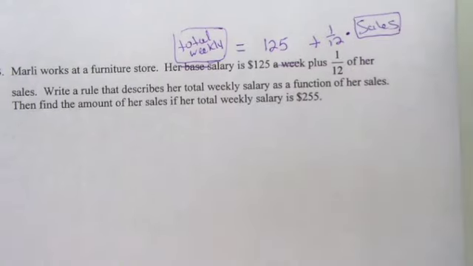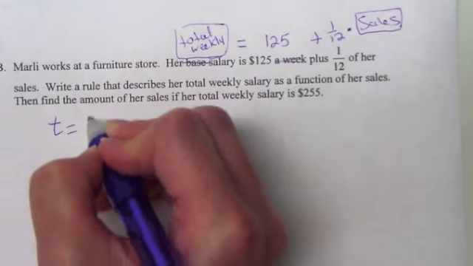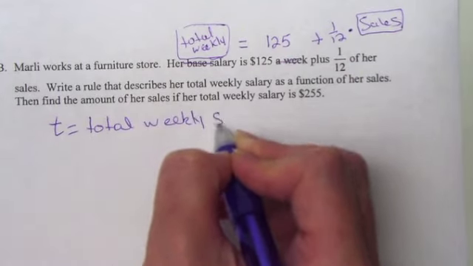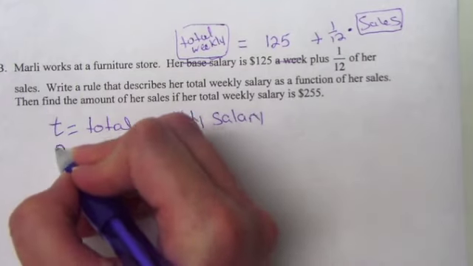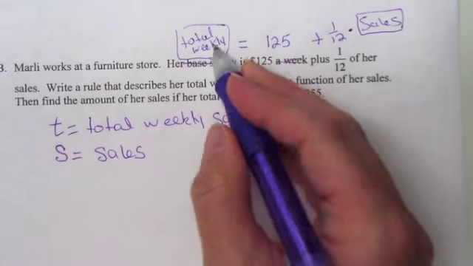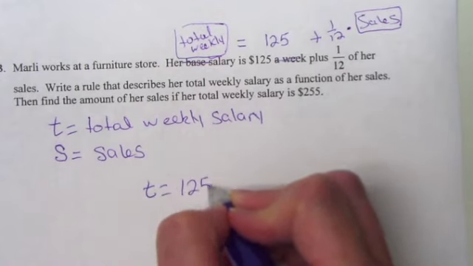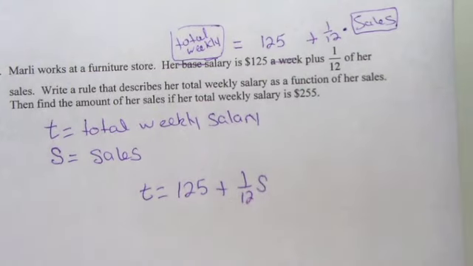So we got a couple things we're going to come up with a variable for. Total weekly salary. So we want that to be maybe T. We'll make that T. Total weekly salary. And then we'll make sales maybe be S for sales. So then we can replace these statements right here with variables. So we get T equals 125 plus 1/12 S. Okay, so now it's like regular variables. We can solve this equation.